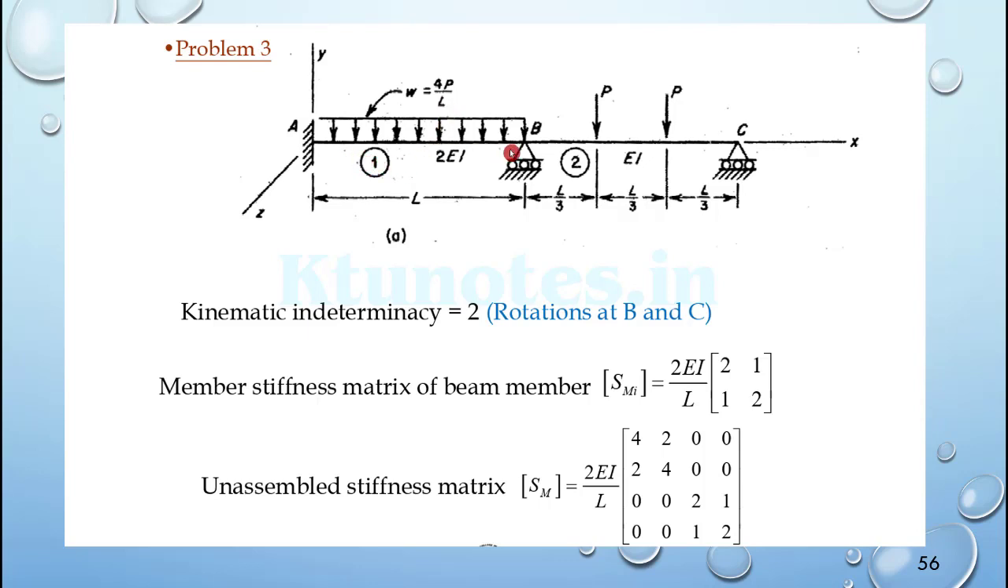The first beam has flexural rigidity 2EI. For the beam BC it is EI. Then the P load acts at L by 3 from the left, and also one more P at L by 3 from the right. This is the X direction, Y direction, and the Z direction.